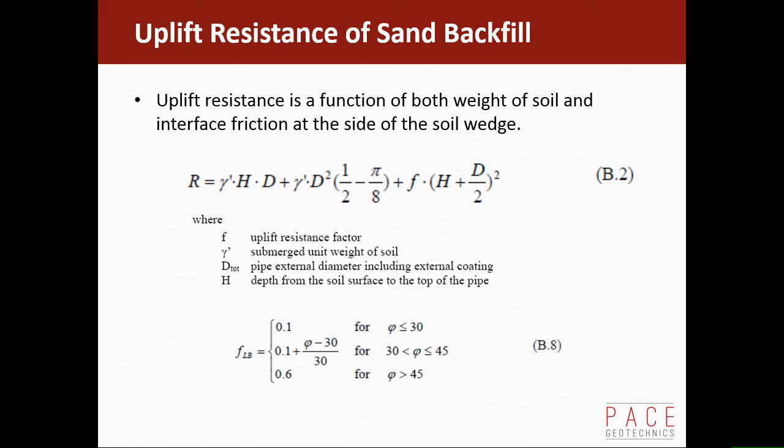There is, in DNV, this little table which gives you F lower bound based on a range there, and phi, that phi is the range of friction angle for the backfill. I think particularly because most backfills will tend to be fairly loose, 0.1 is very conservative for the backfill.